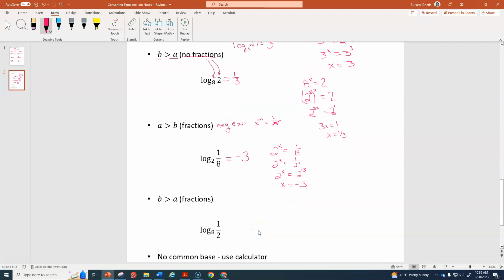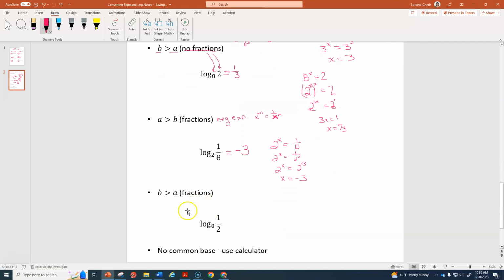And then the last example where you can use mental math is where you have the bigger base right here and a fraction. That should tell you that I'm going to have a negative fraction as an answer. So we're going to do it the same way. We're going to rewrite it. 8 raised to what power will equal 1/2? I see a base 2 right here, so this becomes 2 to the negative 1, and this becomes 2 to the 3 raised to the x. And then what do you have when you have a power raised to a power? You multiply.